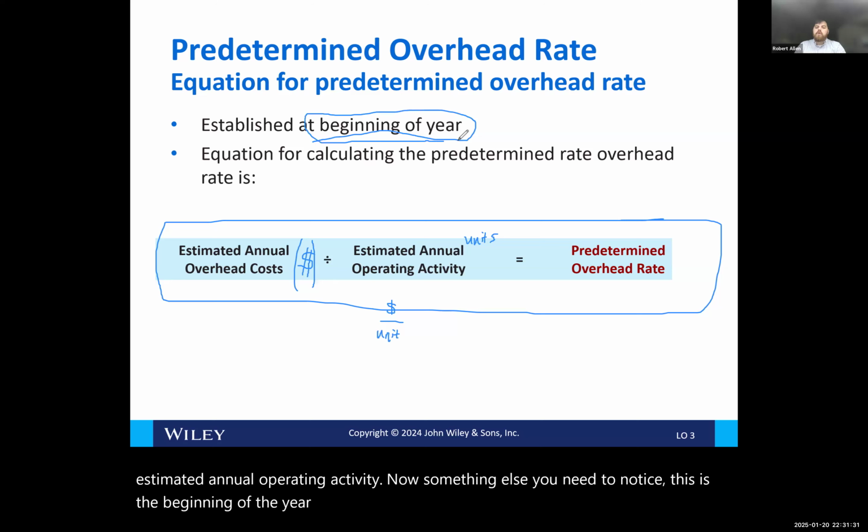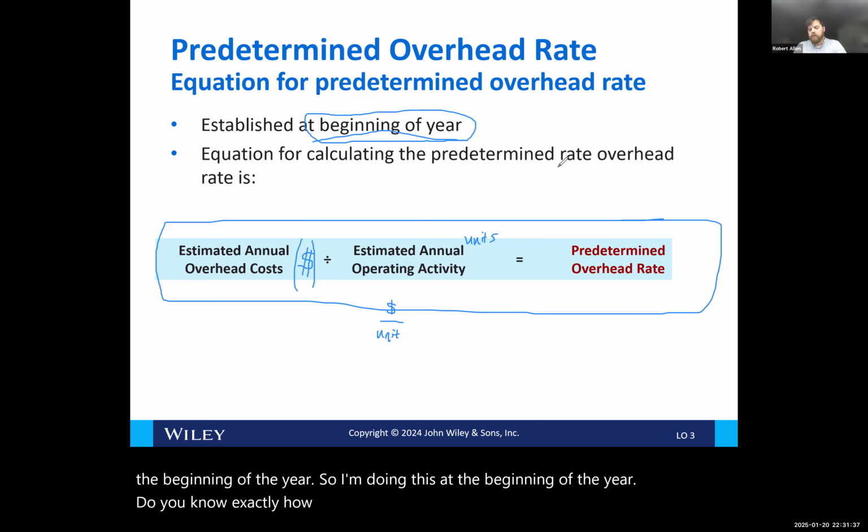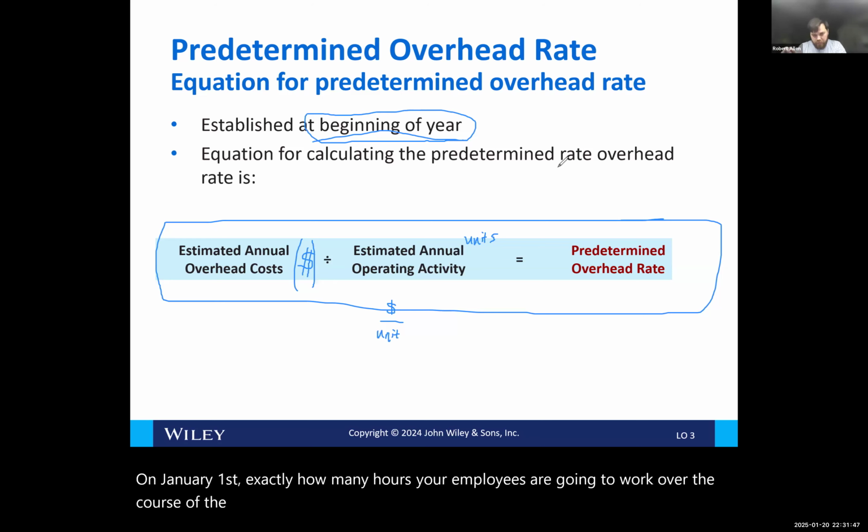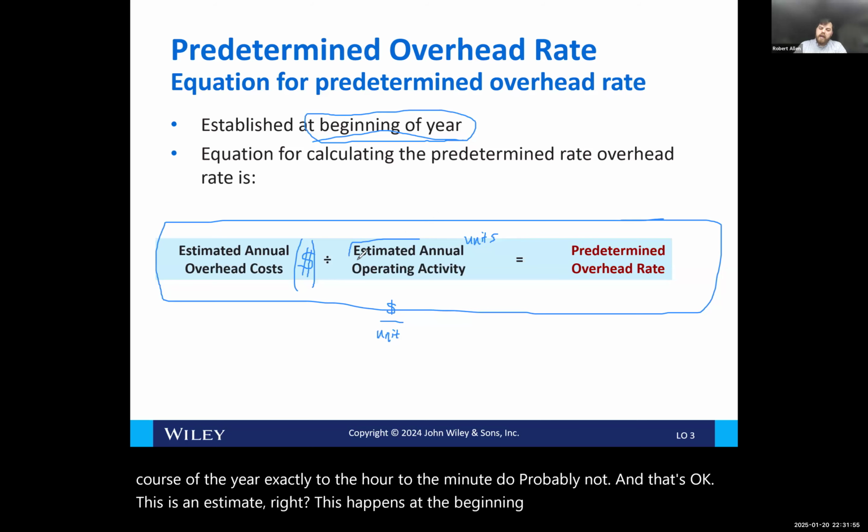So I'm doing this at the beginning of the year. Do you know exactly how many hours your employees are going to work in January? On January 1st, do you know exactly how many hours your employees are going to work over the course of the year? Exactly, to the hour, to the minute, do you know? Probably not, and that's okay. This is an estimate, right? This happens at the beginning, so this is an estimate on the bottom, and it is an estimate on the top.